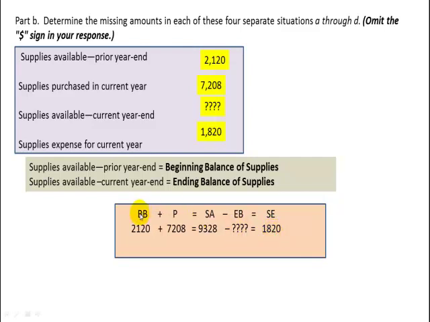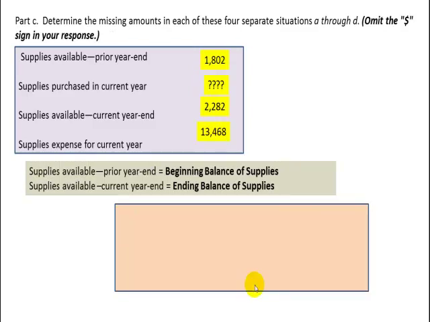And let's combine the pieces all over here. What we end up with is the supplies ending balance of 7508. And anytime you want to, you can go in here and just plug that number in for the ending balance and check it by running this through your calculator. Okay, that's part B. 7508 was the ending balance.